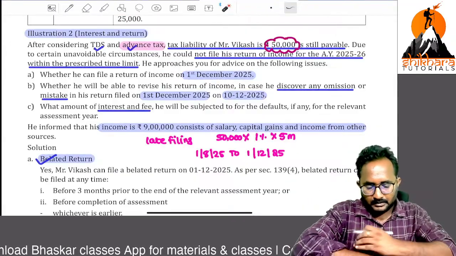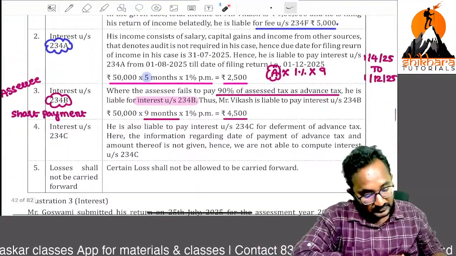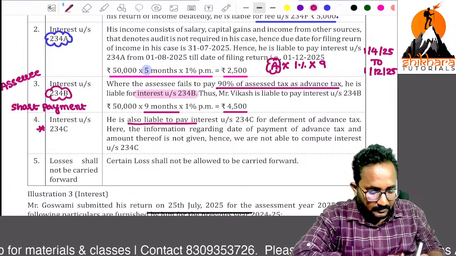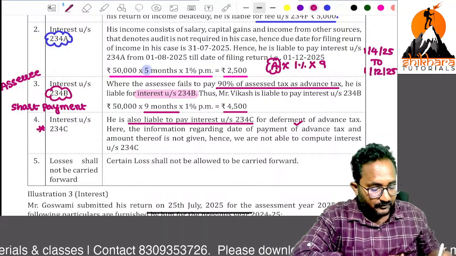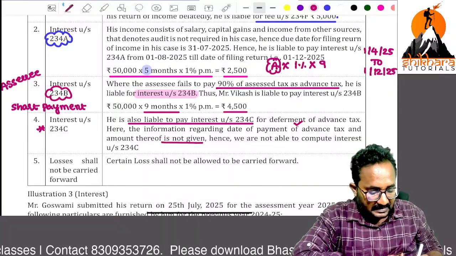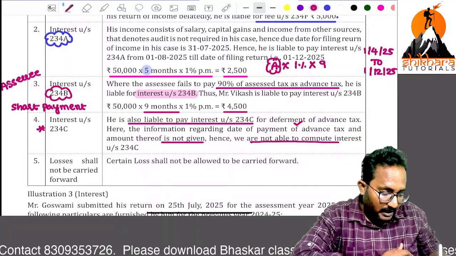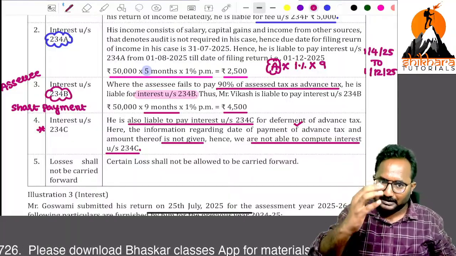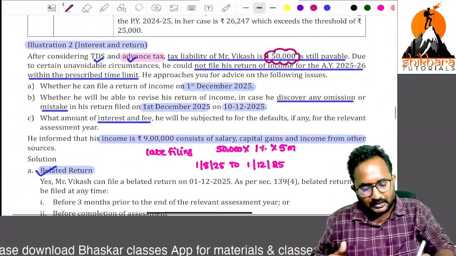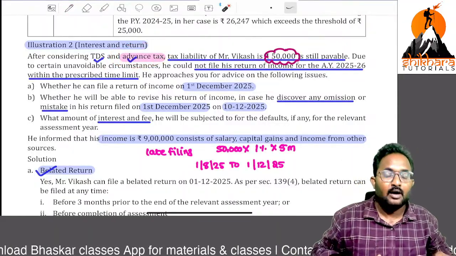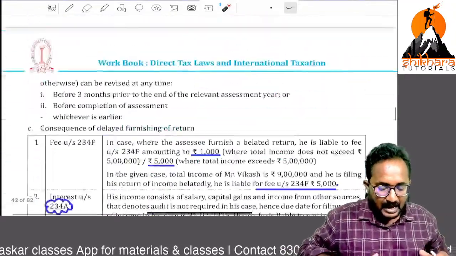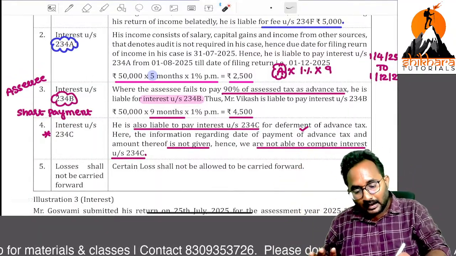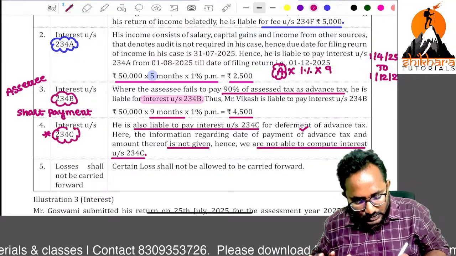Now, in this they have calculated 234C. But it is clearly written that he is also liable to pay interest under section 234C if there is deferment of advance tax. They have not given any information related to advance tax installment details. That's why we are not able to compute that interest. If you are writing the same question in the exam, you should not ignore this point; you have to write it down. Maybe he is required to calculate the advance tax related interest under section 234C also, but in the absence of given information, we are unable to calculate that. You already know the interest under 234A, B, C; that information you have to pass on to the valuation.